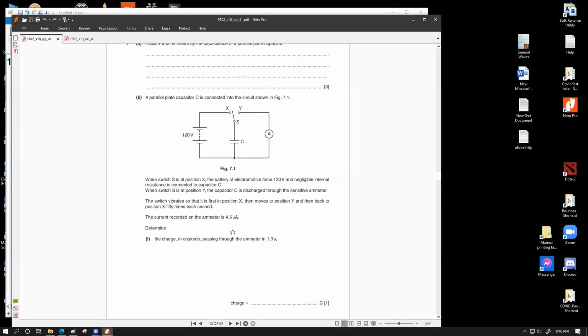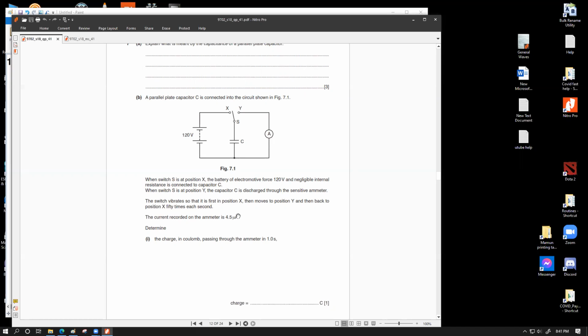You have to understand one thing, that whenever they say the current recorded through this sensitive ammeter is 4.5 microampere, this essentially implies that the question tells us this cell or source has negligible resistance. So there is no resistance in this circuit whatsoever, which means theoretically it will take 0 seconds for this capacitor to be charged from 0 to 120 volt. It will immediately go to that voltage value. And then whenever it is connected over here, that 120 volt would be drained through this ammeter circuit while the current would be recorded as 4.5 microampere.